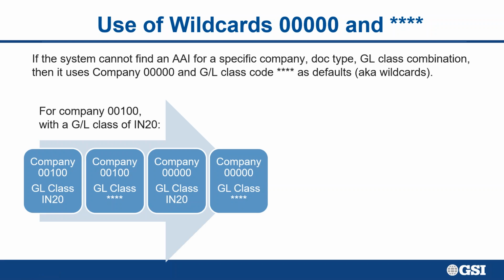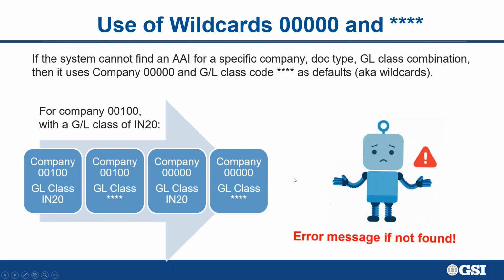And then finally, if it can't find any of those 3, it asks, do I have an entry that has the 4 asterisks and company 0? That covers everything. So worst case scenario, if you do have this entry, that will cover all the errors. You will not get any errors with those entries. If you do not have the entry and it can't find any of the 4, then that's when you start seeing error messages on your screens for interactive transactions, and you'll see errors on your batch job reports if the DMAAIs are not set up or if it can't find a way to book the journal entry.